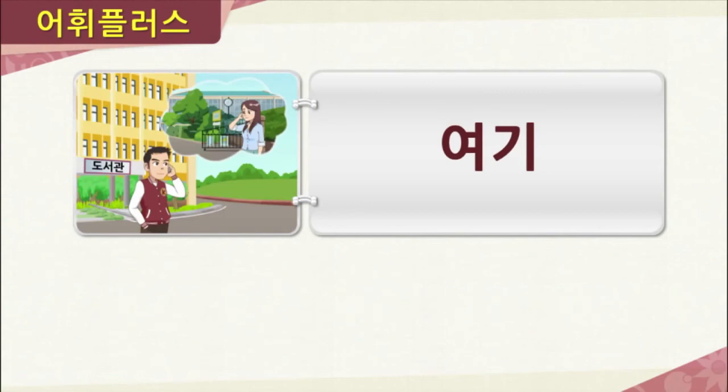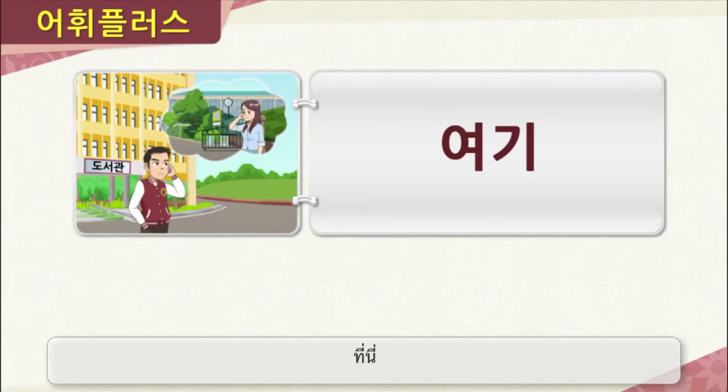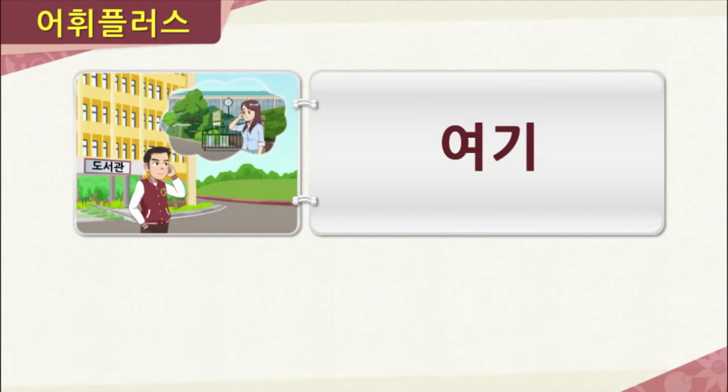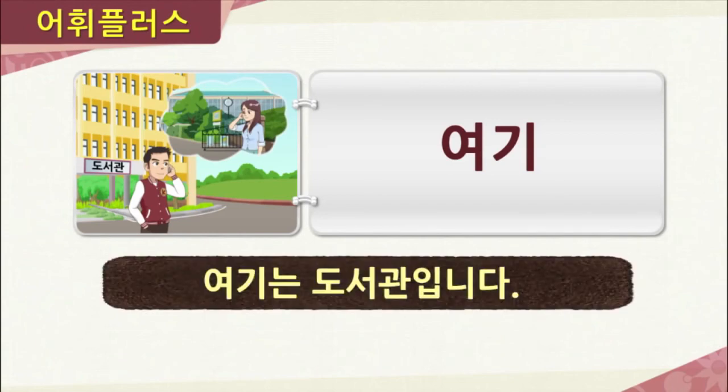Now our next word here is 여기. Now 여기 indicates a place that is close to the speaker. Let's take a look at this picture here. 준수 is talking with his friend 혜진 on the phone. 혜진 asks 준수, "Where are you?" How would 준수 respond? Well, it looks like he's at the library, so he'd probably say, "I am here at the library." If we say that in Korean, we would say 여기는 도서관입니다.